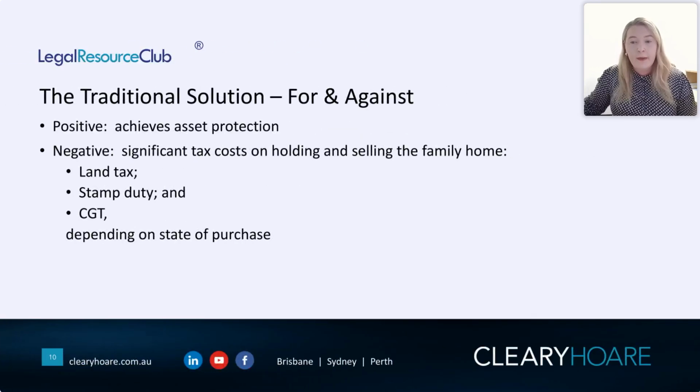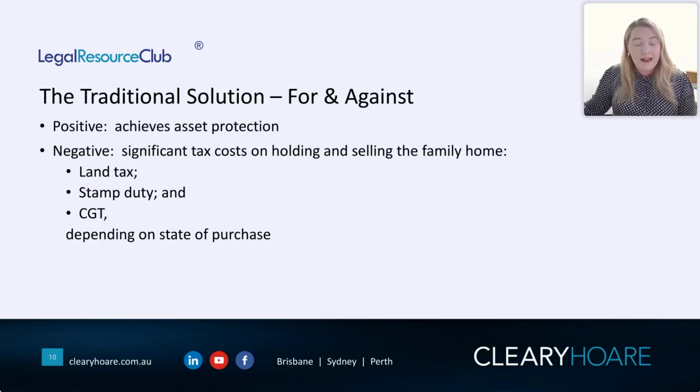However, the issue that people often encounter with the traditional solution is the tax impact. And that's because often when we're dealing with clients, the main asset that they own and the main asset that they're trying to protect is their family home. And we explain to our clients that you can transfer your property to a discretionary trust, or you can purchase your home in a discretionary trust, but there's a fairly significant tax cost that will come with that solution.